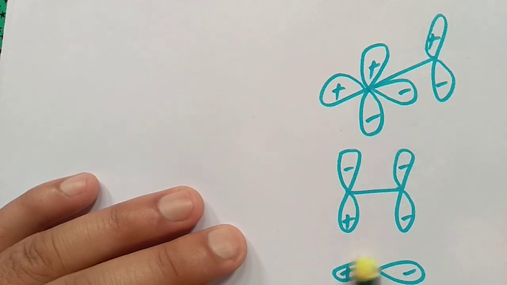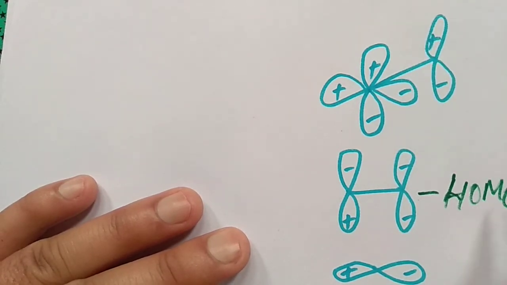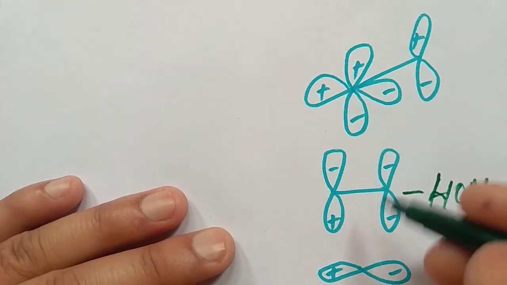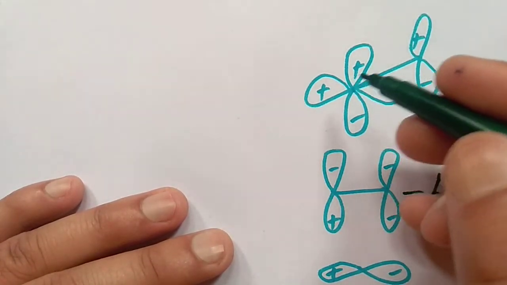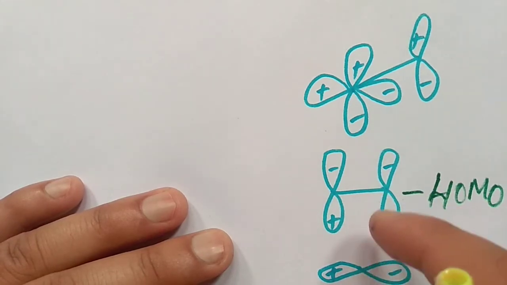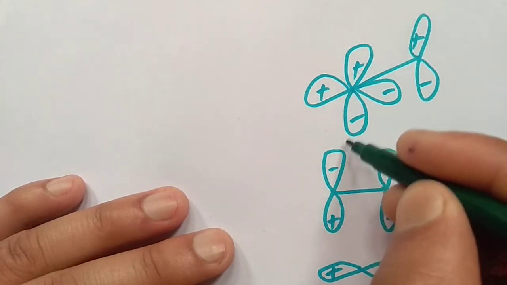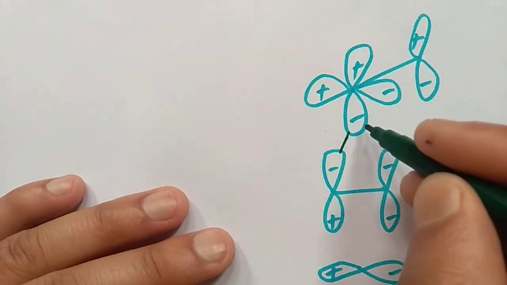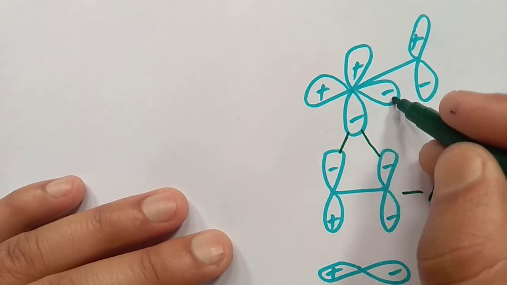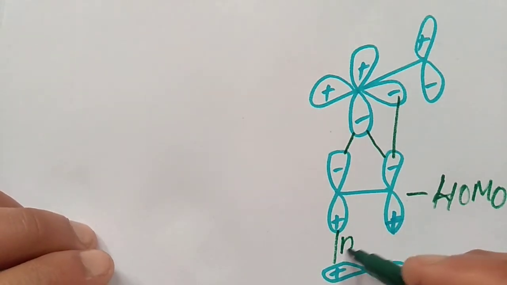Right, now what happens? This is the HOMO, and this is the LUMO. For clarity, we draw this orbital like this. This p orbital is 90 degrees to the HOMO, right? Now let us see bonding and antibonding interactions. Two same signs, bonding interaction; two same signs, bonding interaction; two same signs, bonding interaction; two same signs, this is also a bonding interaction.